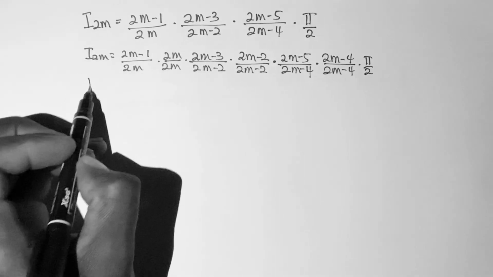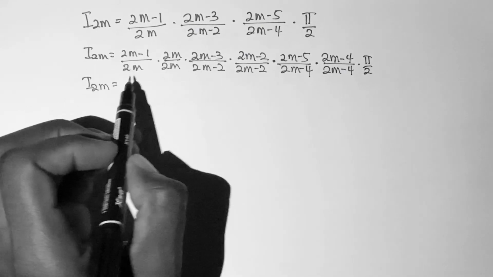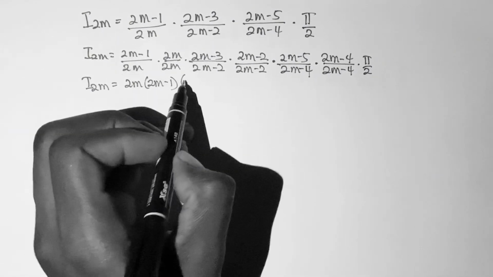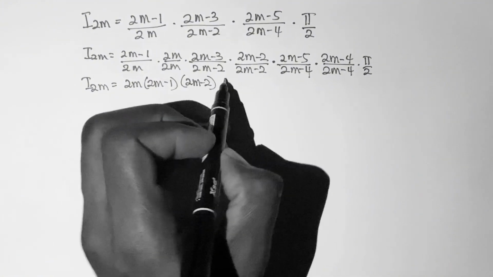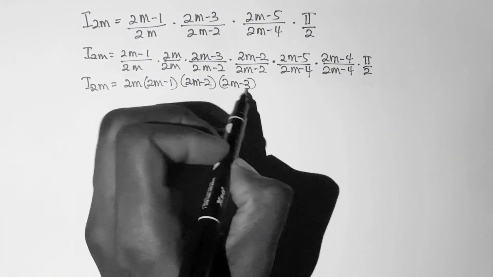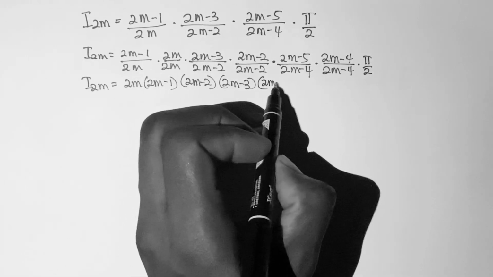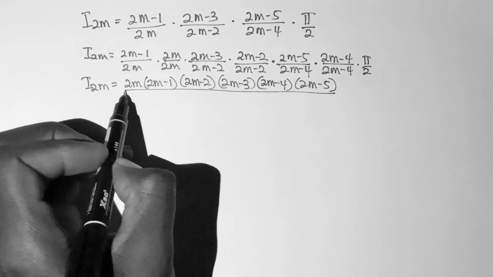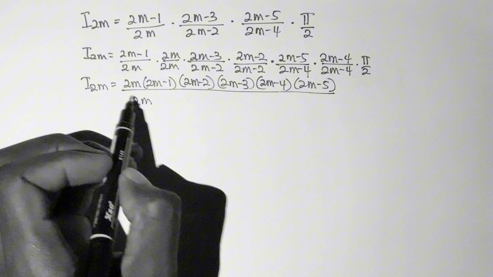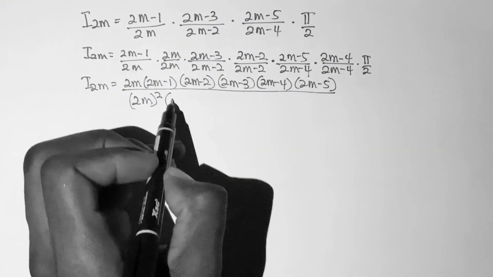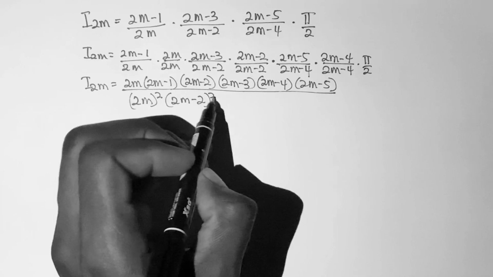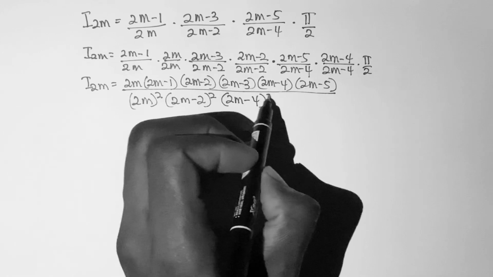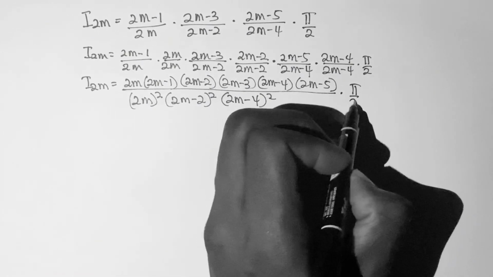So I of 2m is equal to, now let's first write 2m first. So 2m times 2m minus 1, then times 2m minus 2, then times 2m minus 3. Here's 2m minus 4, so times 2m minus 4, then times 2m minus 5. All of that divided by, here becomes 2m times 2m, which is 2m squared. Then 2m minus 2 times 2m minus 2 is 2m minus 2 squared. 2m minus 4 times 2m minus 4 becomes times 2m minus 4 squared. All of that times pi over 2.